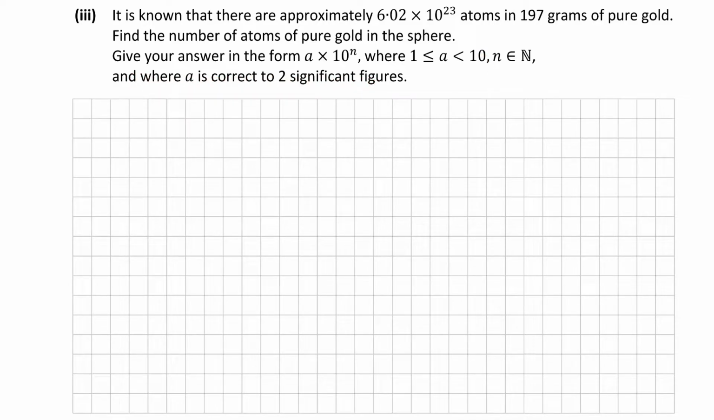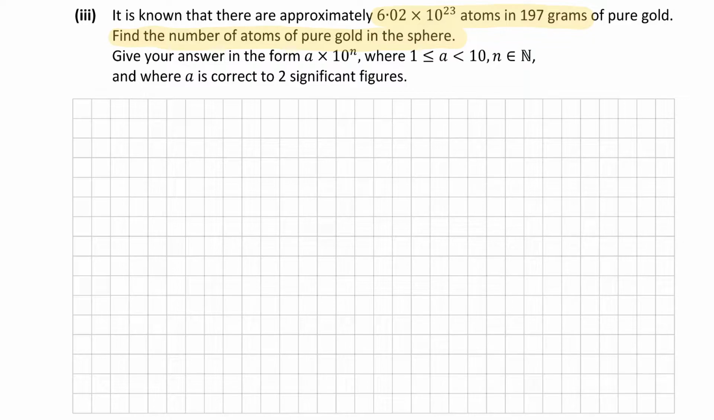They're giving us a lot of information there, so we'll have a look and see. What they're trying to get us to do is find how many atoms there are in a sphere. We'll highlight that because that's important. Find the number of atoms of pure gold in the sphere, right? Atoms in the pure gold sphere. So this is also important.